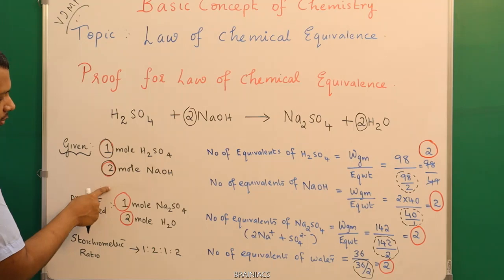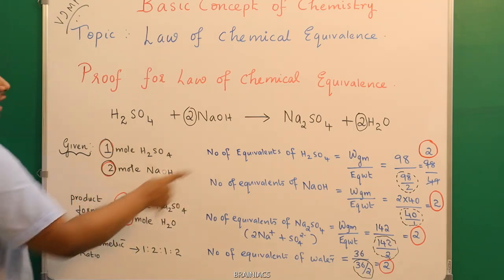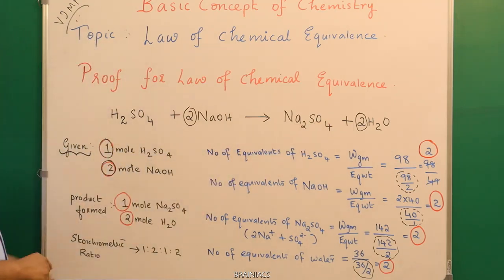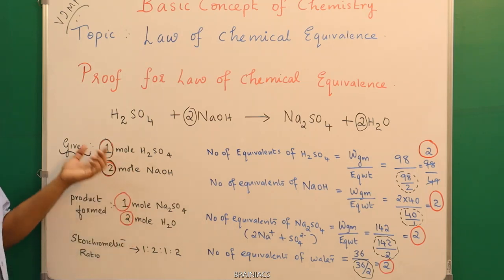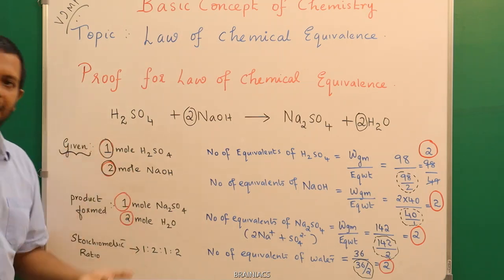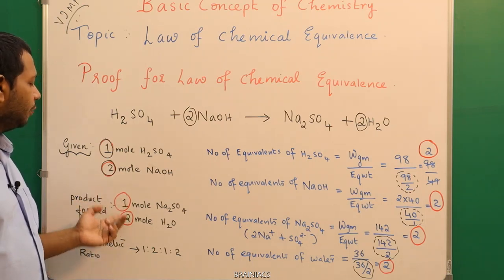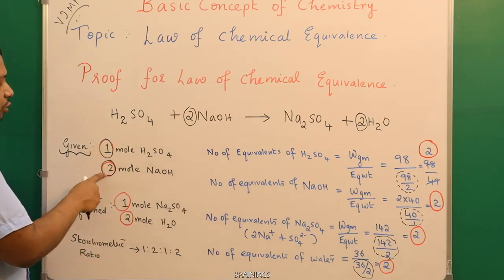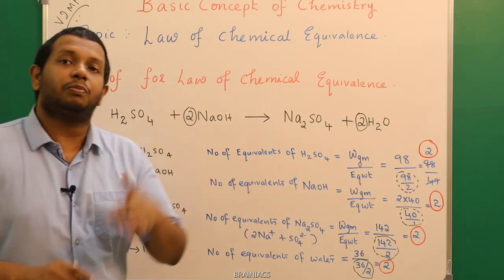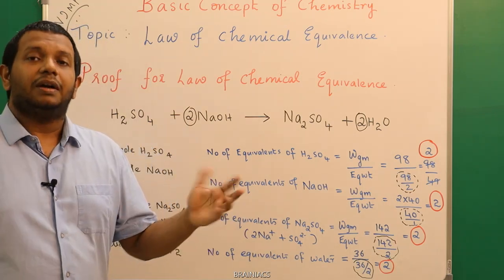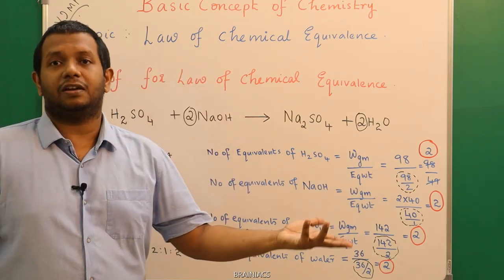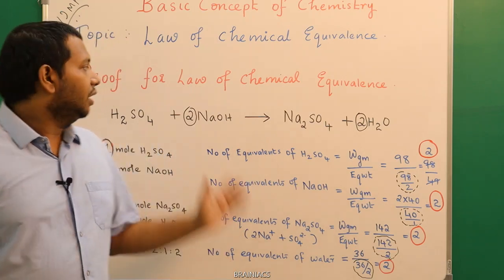So the product formed will be 1 mole of Na2SO4 and 2 mole of water. From this itself you can understand that the given number of moles is differing, correct? And based on that, the number of moles of the products formed is also differing. That is called 1, 2, 1, 2.